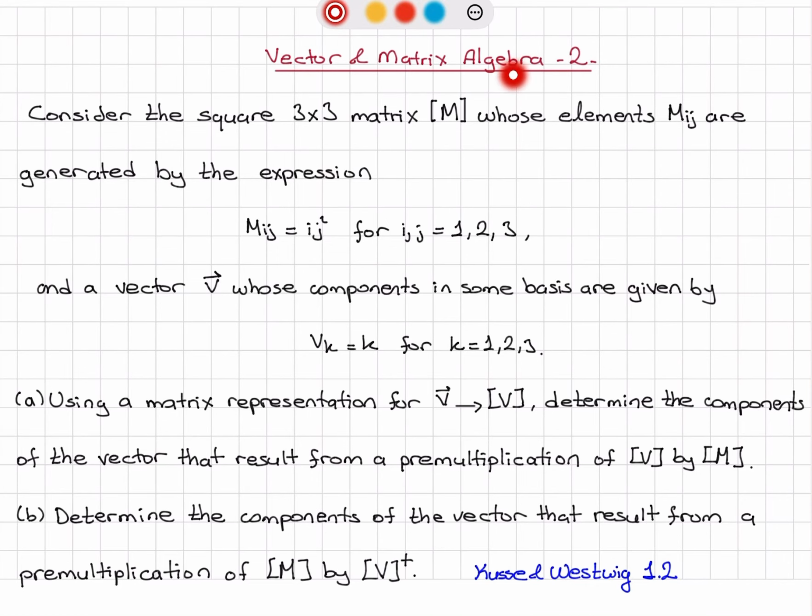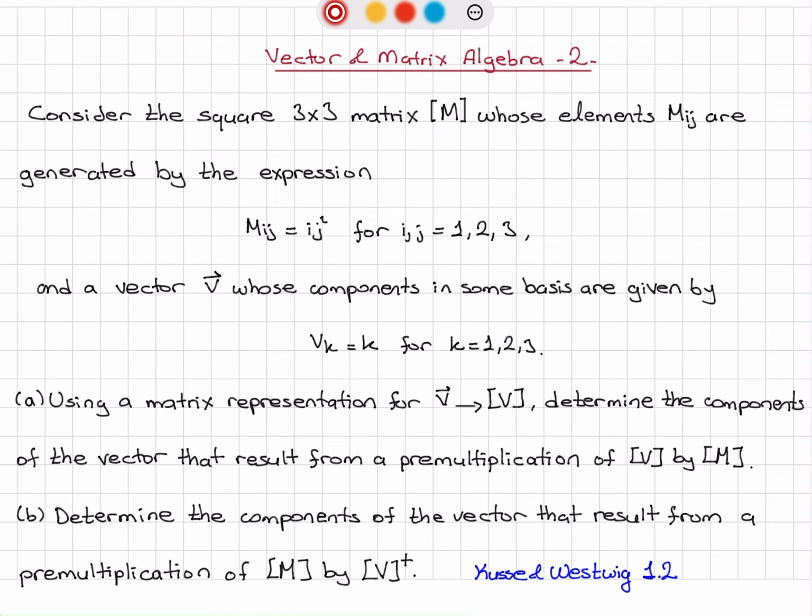Vector and matrix algebra 2. Consider the square 3 by 3 matrix M, whose elements M_ij are generated by the expression i j squared, where i and j are 1, 2, 3, and the vector v whose components in some basis are given by v_k equals k for k equals 1, 2, 3.